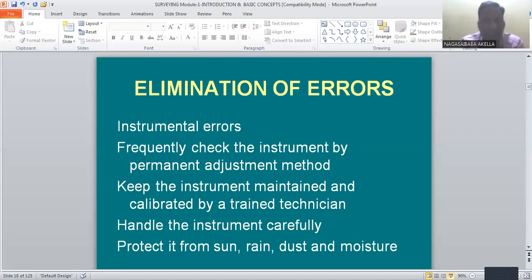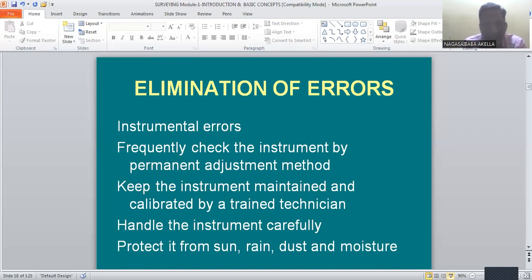So how to eliminate these type of errors? Instrumental errors can be minimized by frequently checking the instrument for permanent adjustments. So you have to check for permanent adjustment. Suppose the horizontal axis should be at right angles to the vertical axis. The axis of the bubble tube is parallel to the line of sight. These are some of the fundamental relations between fundamental lines in the theodolite. So these are to be checked frequently.